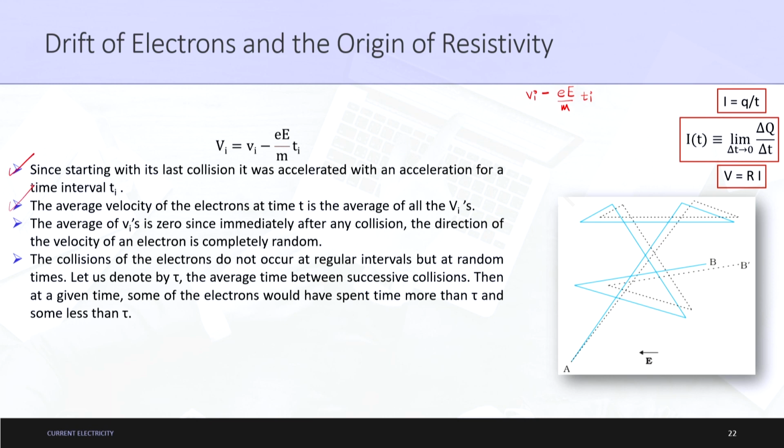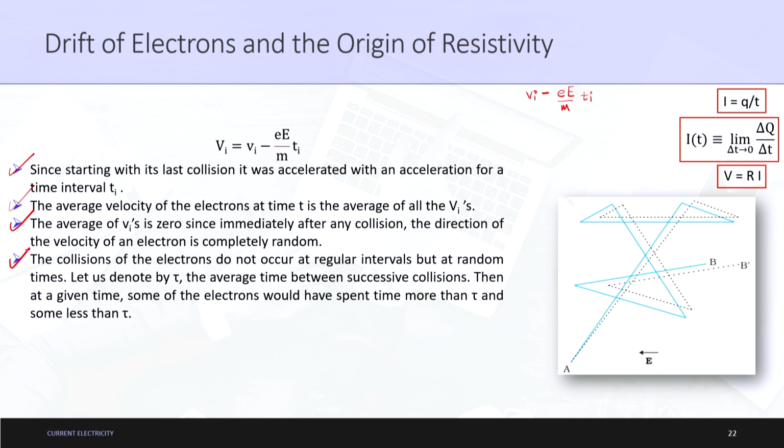Okay. Next line says that the average of Vi is 0 since immediately after any collision the direction of the velocity of an electron is completely random. Again the simple explanation of the second point is explained here. The collisions of the electrons do not occur at regular intervals but at random times. Let us denote by tau the average time between successive collisions.